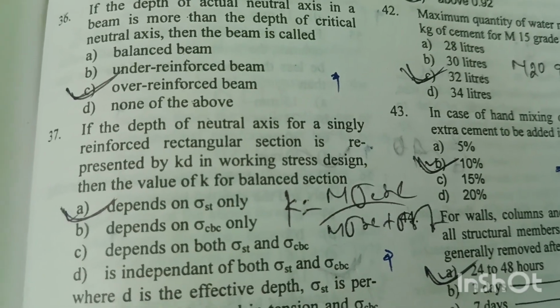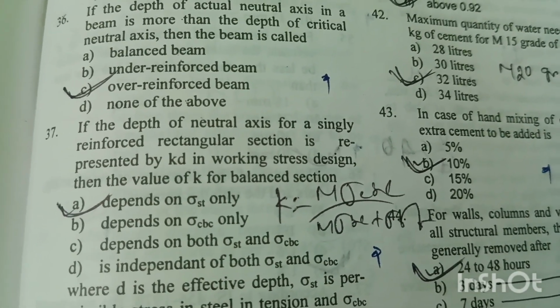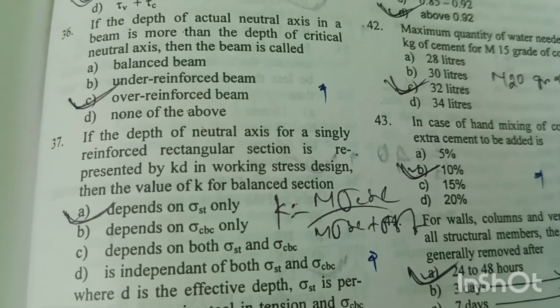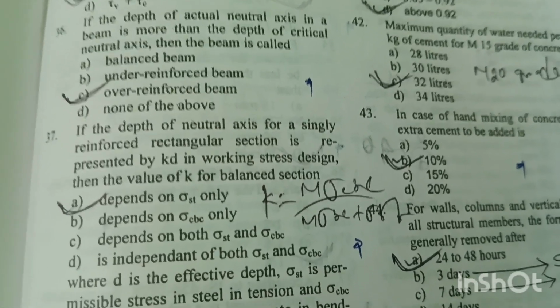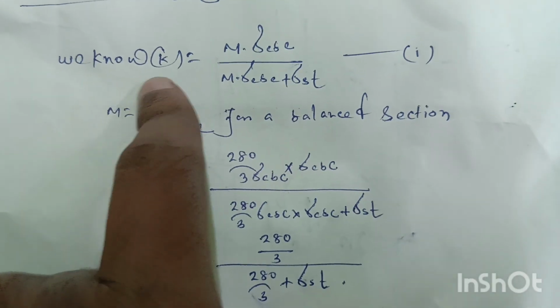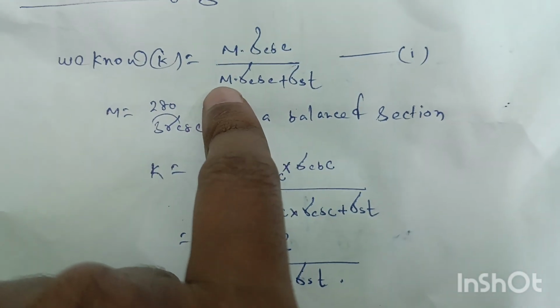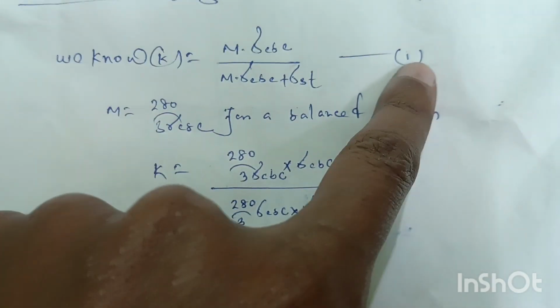Question number 37. If the depth of neutral axis for a single reinforced rectangular section is represented by kd in working stress design, then the value of k for balanced section. We know the value of k equal to m sigma CBC divided by m sigma CBC plus sigma ST. That is equation number 1.